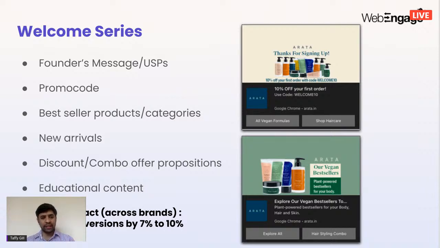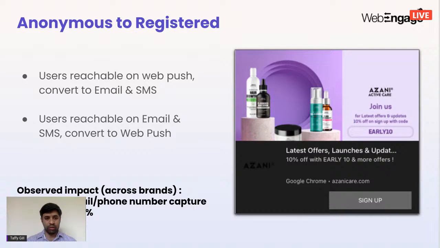Now, for all of these slides that I have, if you'll see at the bottom, I have cited the observed impact. These numbers that I've quoted here are for the average of all the brands that we have. So please don't misconstrue that these numbers are for the content that I've shown. Okay, we'll move on to the next case now.